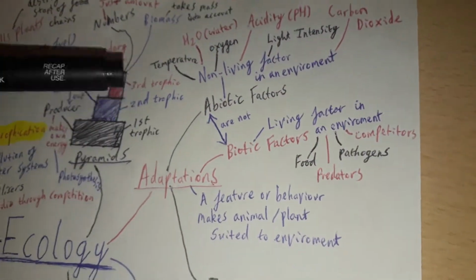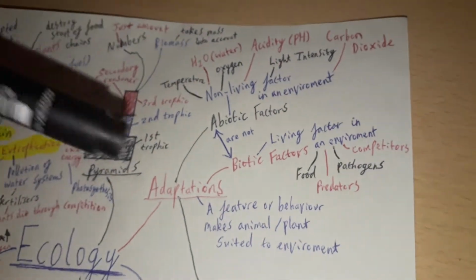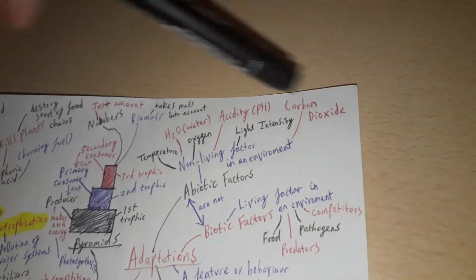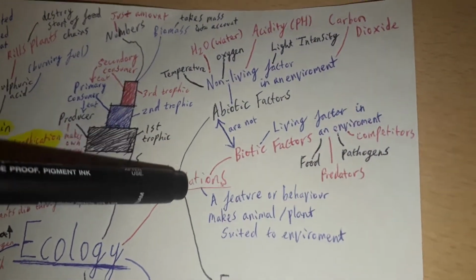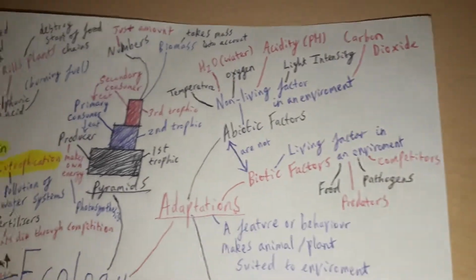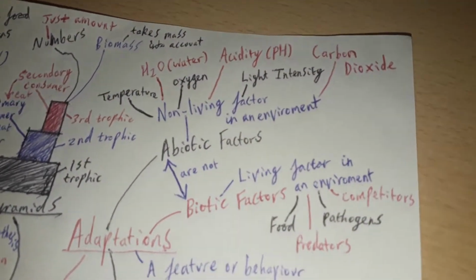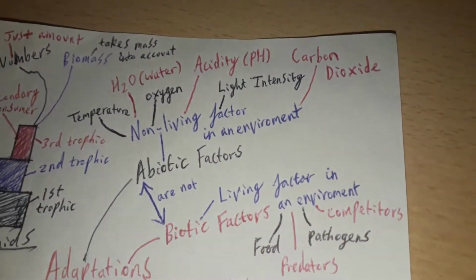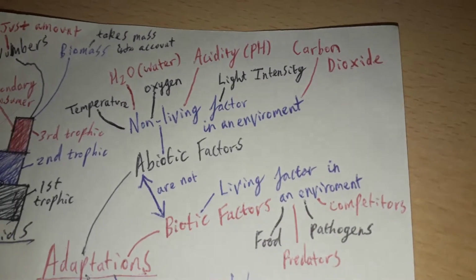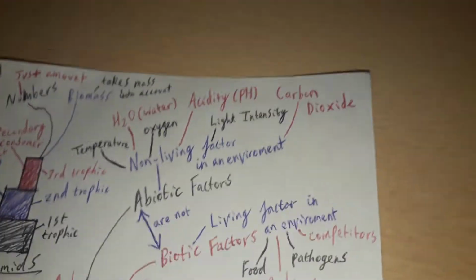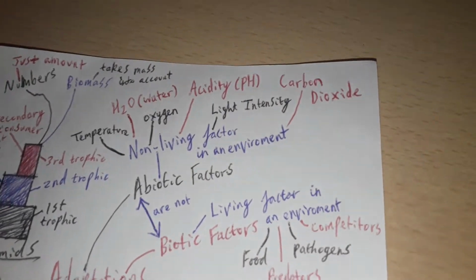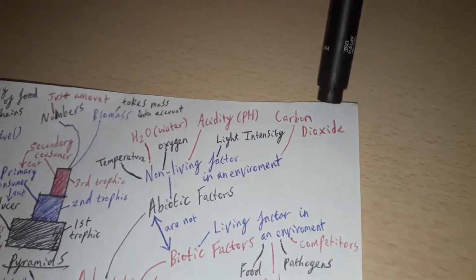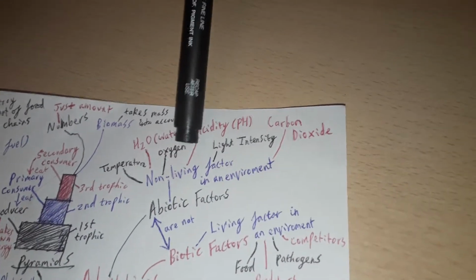Let's look at what causes adaptation. There are lots of different factors. There are abiotic factors and biotic factors. Basically, if changes happen in these things, adaptations will happen to help them be more suited to these environments. For example, abiotic factors, which are non-living factors in the environment, include things like temperature, the amount of water available, the amount of oxygen available, the acidity, the light intensity, and the amount of carbon dioxide available.